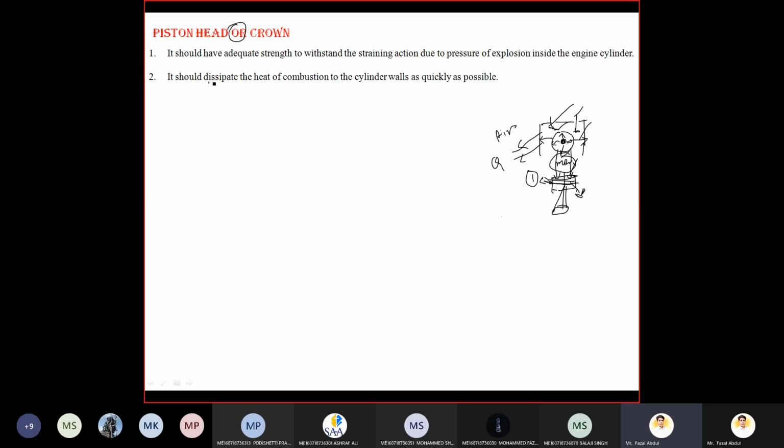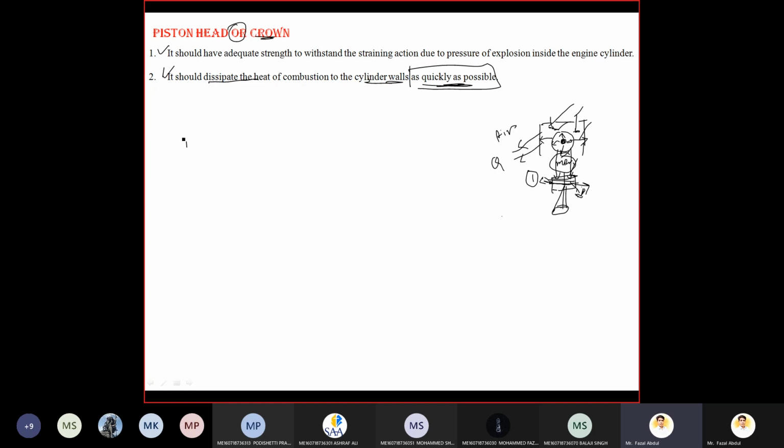So the heat inside the combustion chamber must be dissipated to the cylinder walls as quickly as possible. If that does not happen quickly, the piston material, whatever we use, is going to lose its properties. So by considering these two criteria, we are designing the piston head.